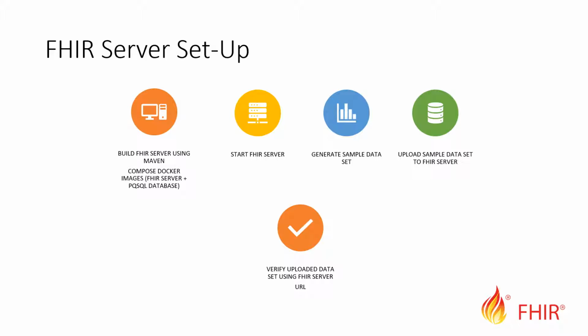So there are several stages to set up a FHIR server. Basically, the first thing we need to do is build the FHIR server. We're going to use an open source FHIR server. We're going to modify the FHIR server to integrate a PostgreSQL database. Then we're going to build it. Then we're going to deploy the FHIR server using the Docker engine. See that the FHIR server is up and running.